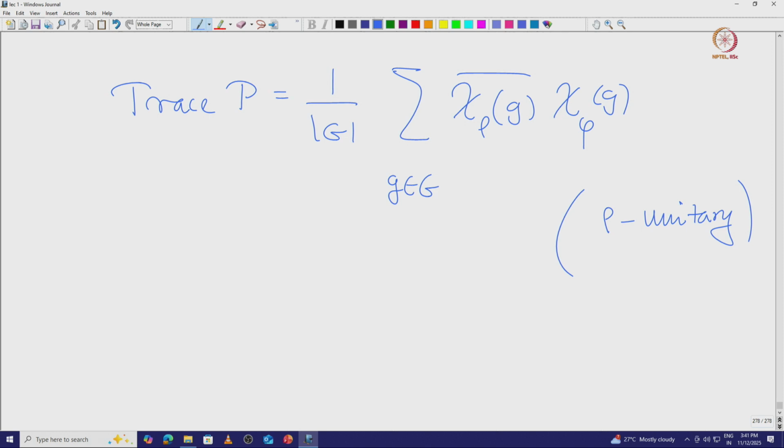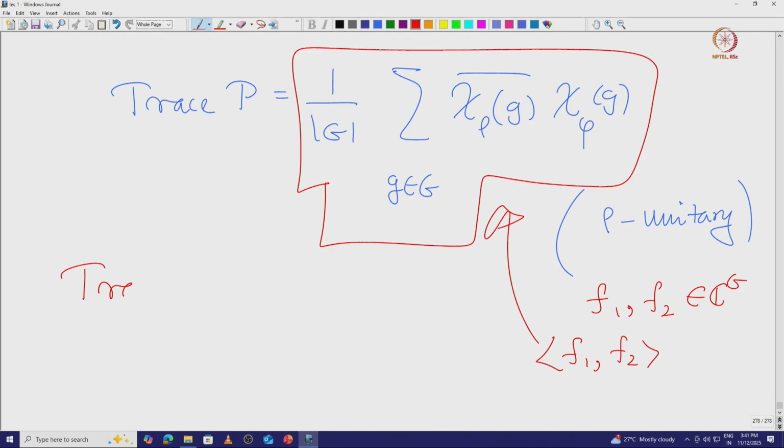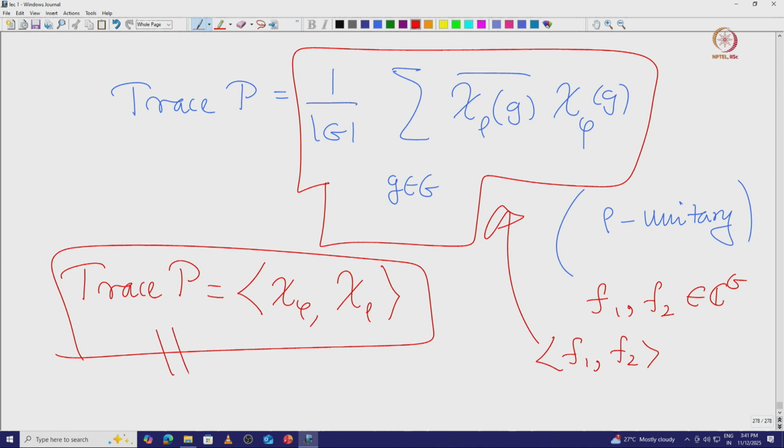But this looks very familiar to us. Basically, this is indeed the inner product that is given inside C[G]. For given F1 and F2 in C[G], the inner product of F1 and F2 has exactly this formula. So, that means the trace of P is exactly given by the inner product of chi phi with chi rho. But on the other hand, the trace is already known: it is nothing but the dimension of Hom_G(V, W).